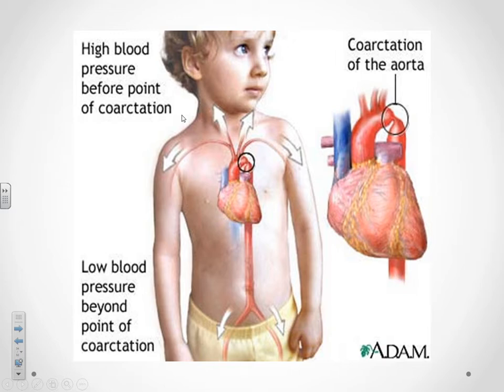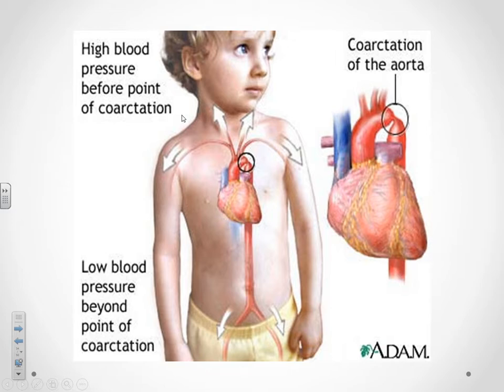So before that defect, the baby is going to be hypertensive. They're going to have bounding pulses, they're going to have red tint to their skin in their upper extremities, so their hands are going to be red and hot, their face may be flushed and hot, and then distal to that defect, the lower extremities are going to be hypotensive. So they are going to be hypotensive in their legs.